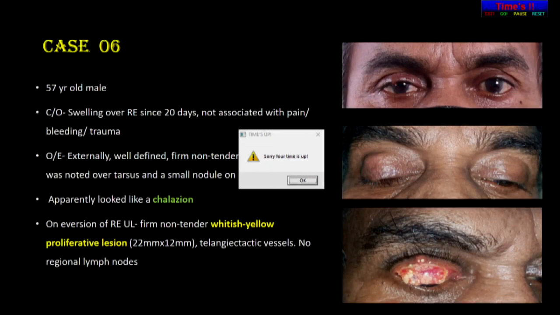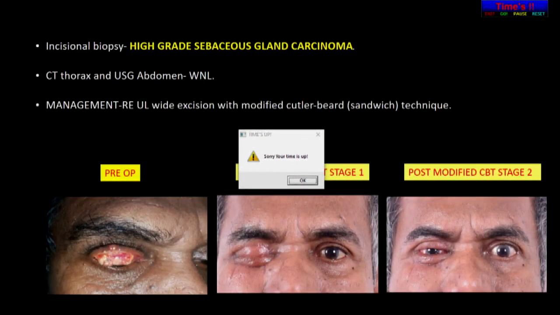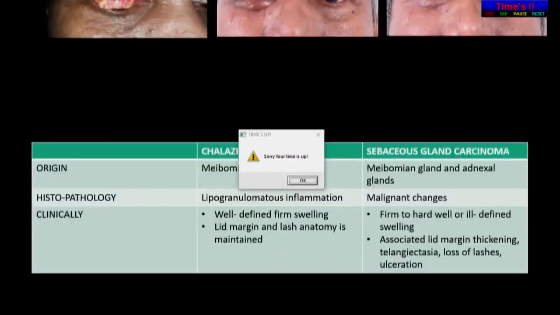He presented with a small lesion in the upper lid, which looked like a chalazion, but on eversion, there was a white yellowish proliferative lesion, and this came out as a high-grade sebaceous carcinoma, and he underwent a wide excision with Cutler-Beard procedure.